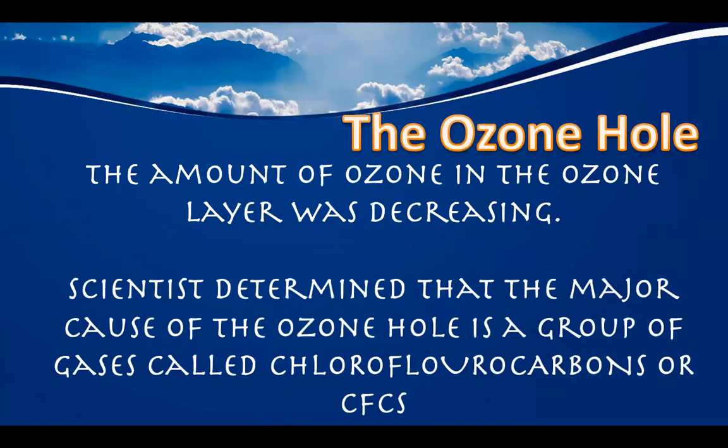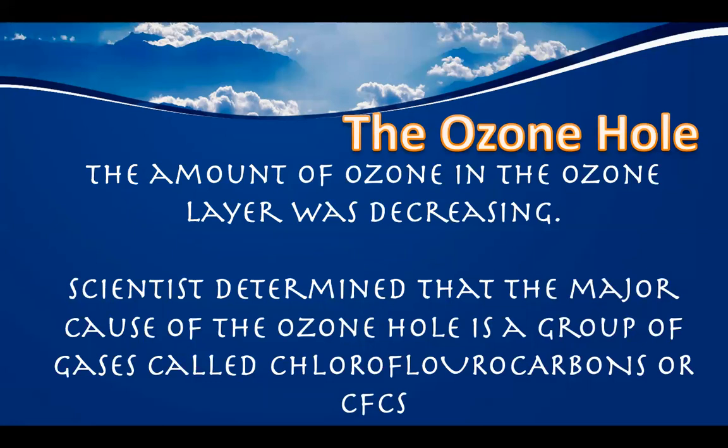The ozone hole. In the late 1970s, scientists observed from satellite images that the ozone layer over Antarctica was growing thinner each spring. The amount of ozone was decreasing. This caused an area of severe ozone depletion, the ozone hole.